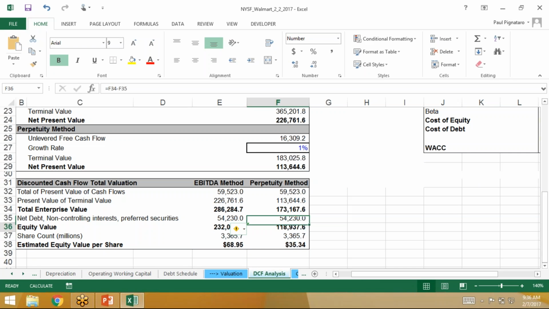And I'm getting a much lower $35. It just doesn't make sense. It's too low. But we got to work on the WACC number. So I want you to take a couple minutes to see if you can replicate that. It's the same thing. Just we're using the perpetuity method instead of the EBITDA method.